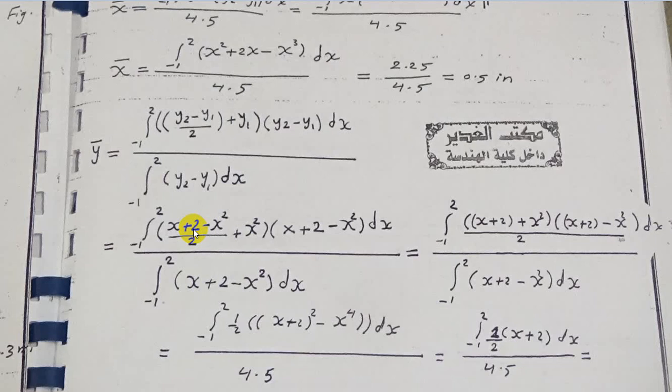The literature statement of the example or the question, just like I said. So the x plus 2 is going to be standing for the y1, as well as x squared over 2 plus x squared.